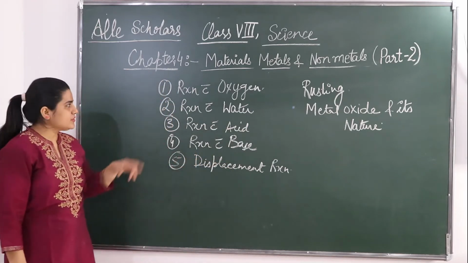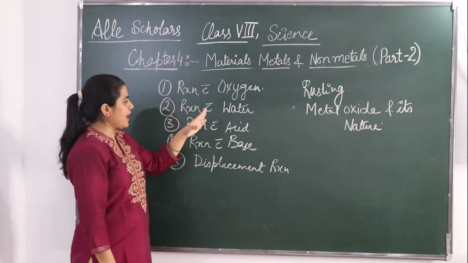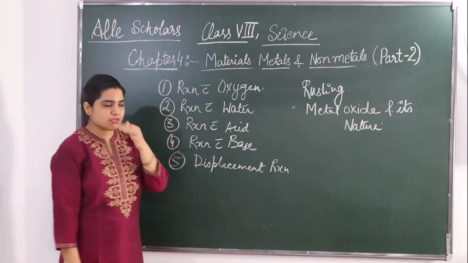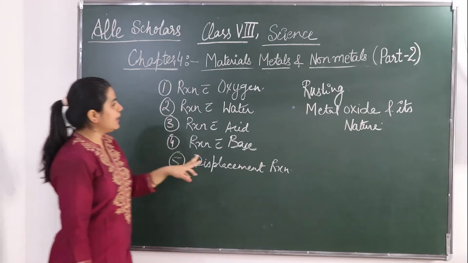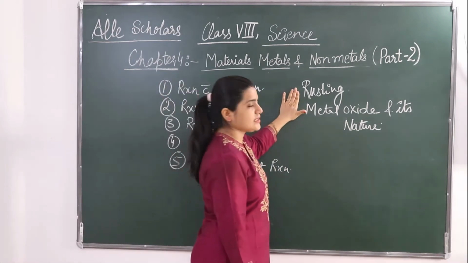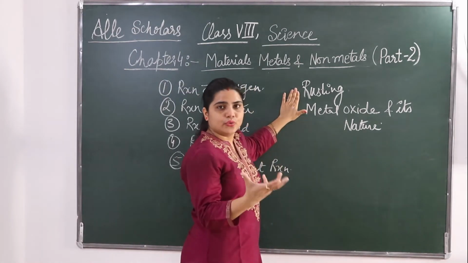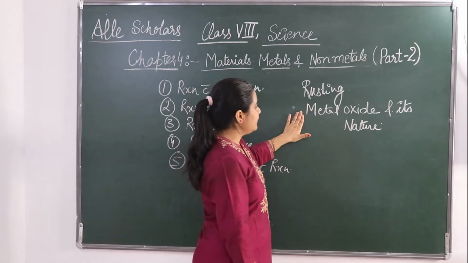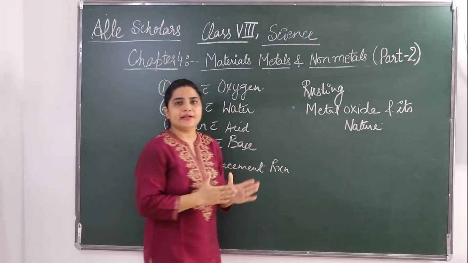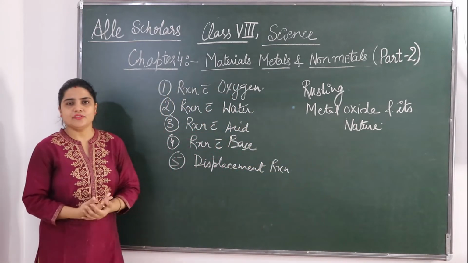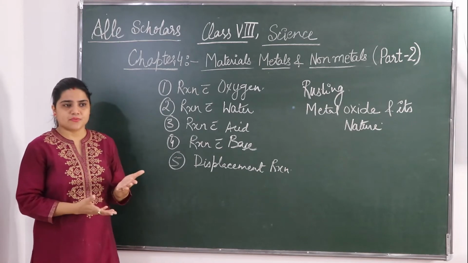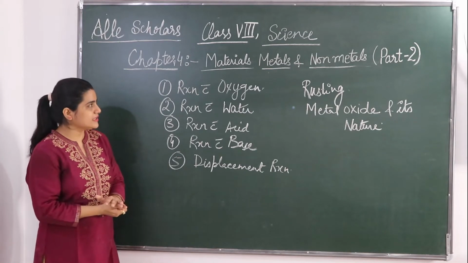In this we are going to see reaction with oxygen, reaction with water, reaction with acid, reaction with base and also the displacement reaction. In between I will also be discussing rusting, how red oxide is formed and what is basically rusting, and metal oxide and its nature. Some of the metal oxides have exceptions, that I shall also be discussing.